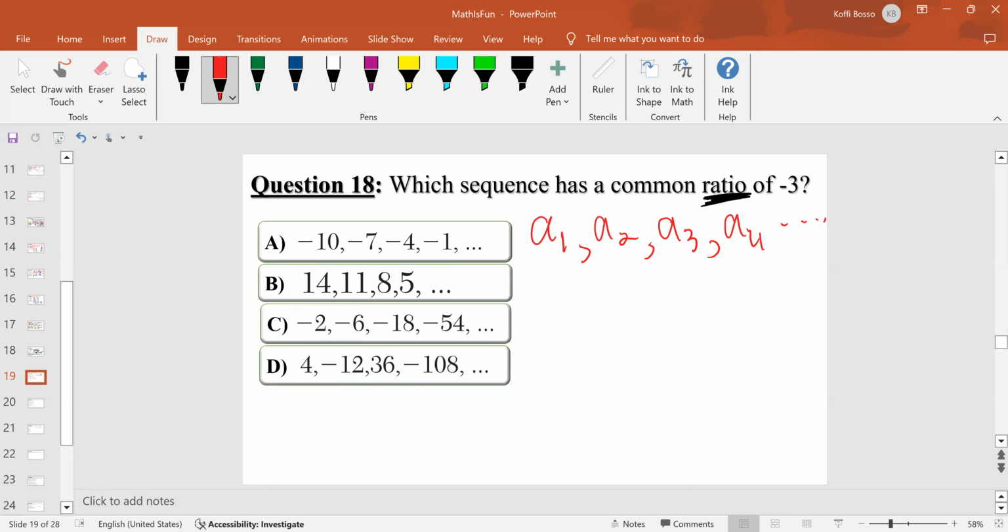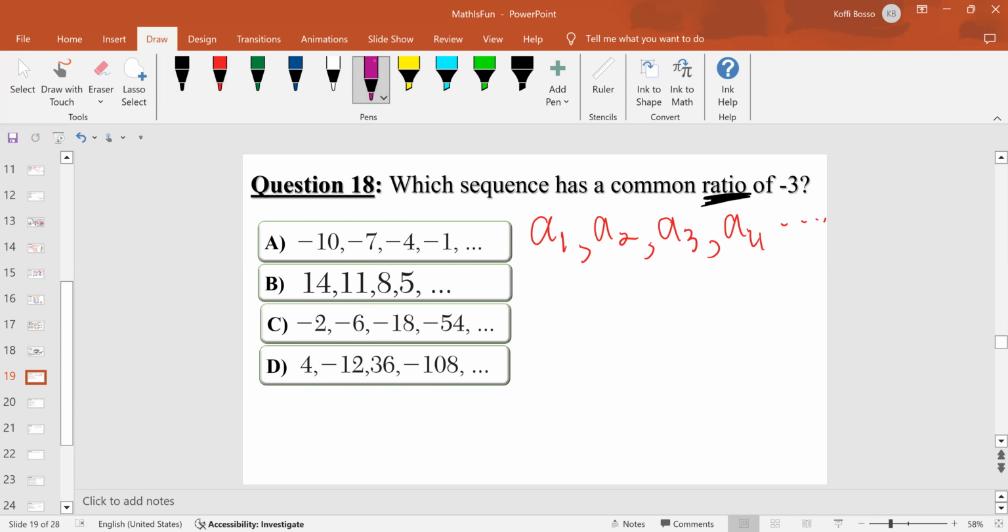So the rule here is not to check, oh, they add 3 to -10 to get -3, or maybe they subtract 3 from 14 to get 11, or maybe they multiply -2 by 3 to get -6. I'm not going over the sequence numbers here one by one. No. The goal here is what?